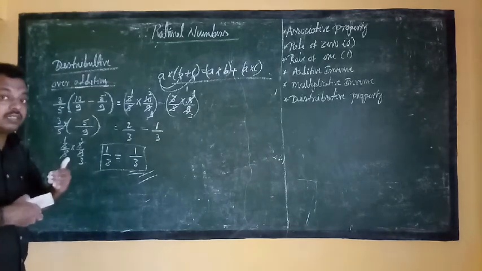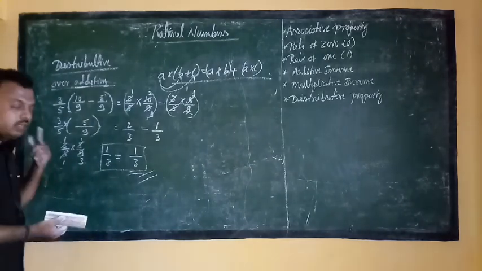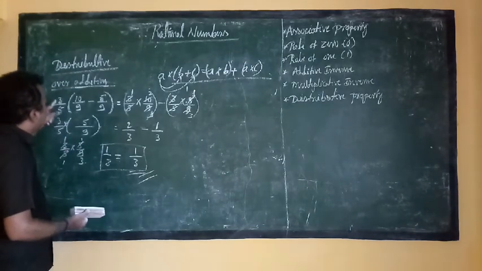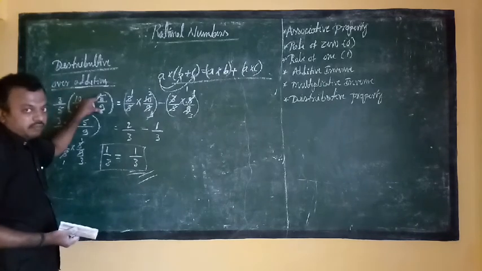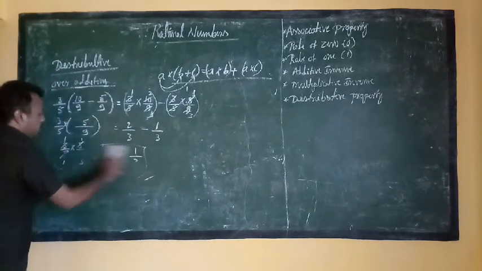Okay students, this is called as distributive property. Distribute means, what is that? Distribution. Do you hear the word? Yes, like that only I will distribute. 3 by 5 distributes to the 10 by 9, and 3 by 5 also distributes to the 5 by 9. Got it? Next.